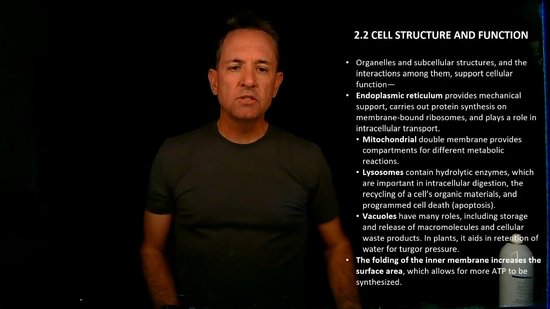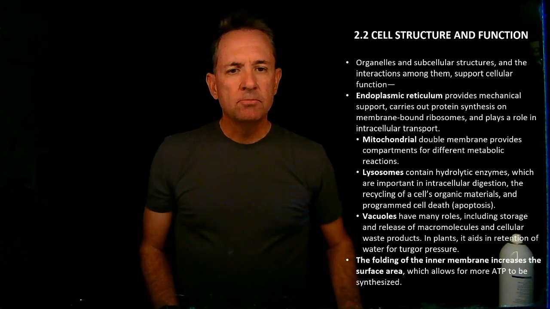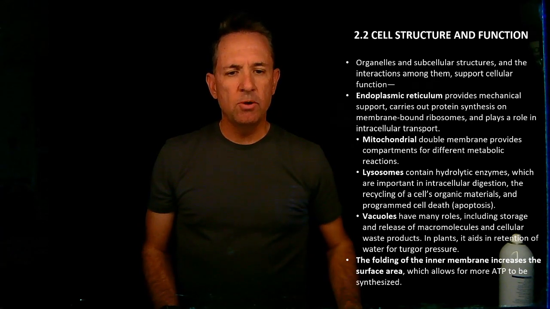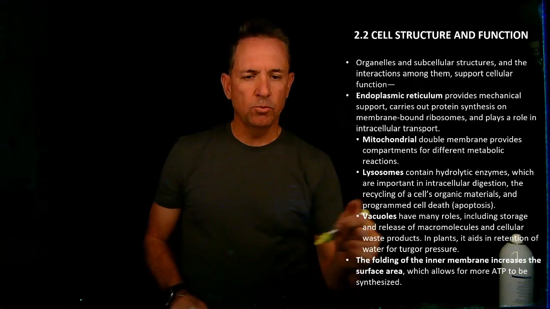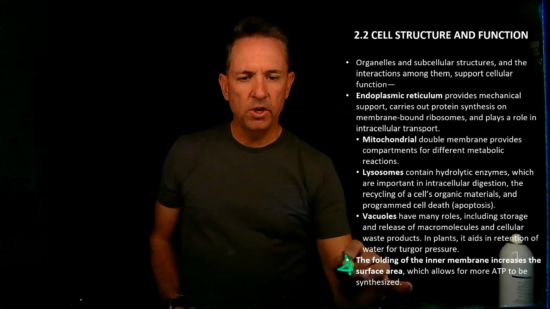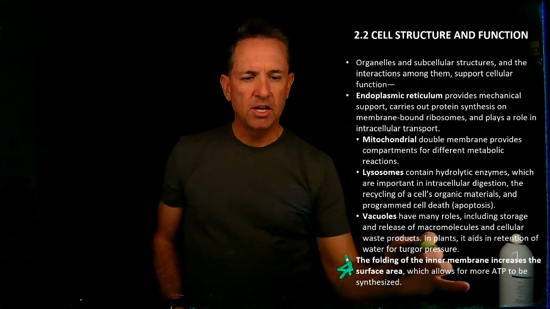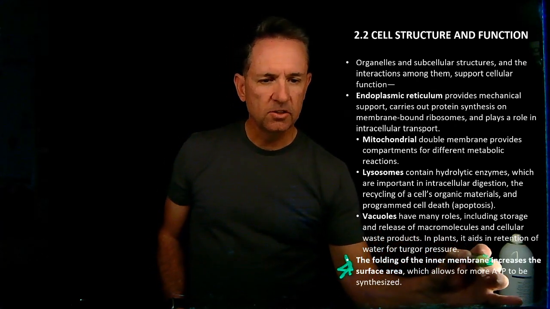So let's keep looking at some other stuff. 2.2, structure and function. ER, I feel like we've just talked about. Mitochondria, double membrane. Again, some of this is pretty repetitive. And I think this is the last thing down here that's super important: the folding of the inner membrane increases the surface area. This is what it's all about.